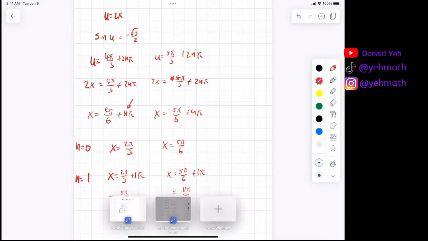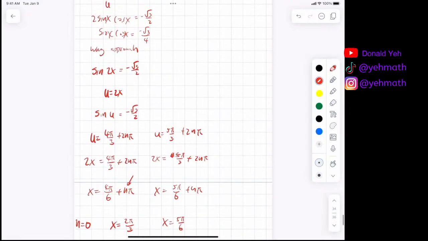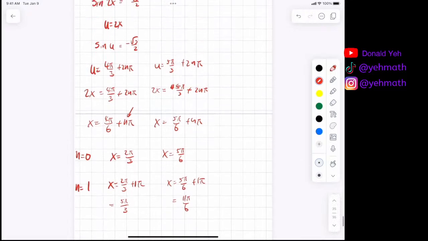Yes, Tyler. So the first two answers we found, the 4 pi over 3 and the 5 pi over 3, those are not answers. Those are answers when n equal to 0. Oh, 4 pi over 3 is not an answer, sorry. 4 pi over 3 and 5 pi over 3 are not answers because that's u. But we're not solving for u, we're solving for x. So u changes to 2x, and then I divide by 2 all across, then I got this answer here and here. Now, how many answers are there? If it's 2x, double. 4 answers. Okay? Does that make sense?